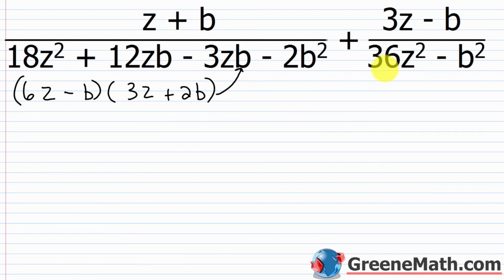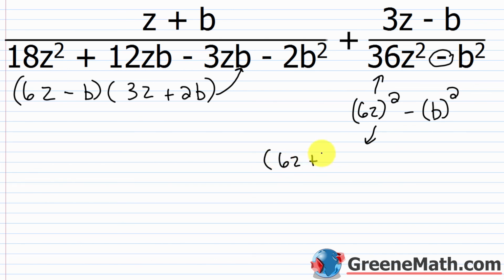Now, when I look at 36z squared minus b squared, what do you notice? You've got 2 terms here, and you've got a subtraction sign. If you see that, and you've got some squared things, you might want to think about the difference of 2 squares. Again, they're going to throw that at you all the time. 36 is a perfect square. It's 6 times 6. Z squared is z times z. B squared is b times b. So really what this is, 6z squared minus b squared. So this factors into 6z plus b times 6z minus b.